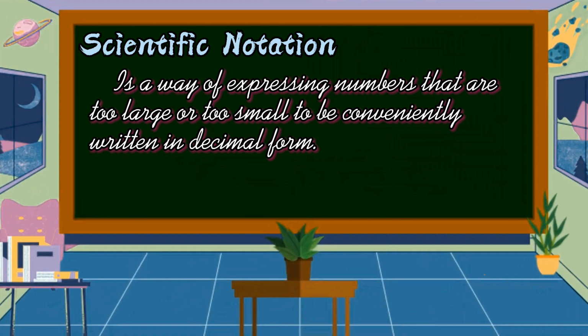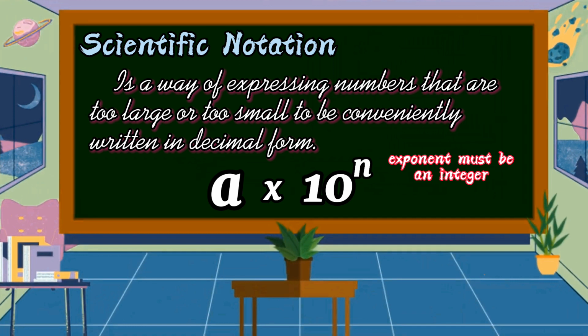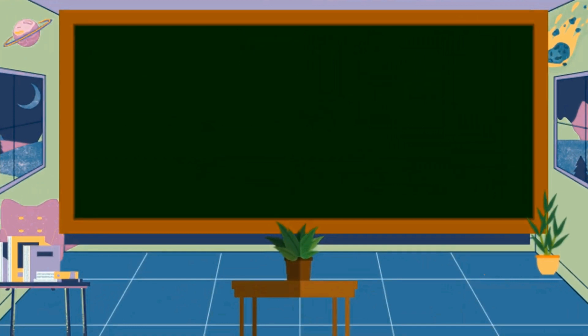Scientific notation is a way of expressing numbers that are too large or too small to be conveniently written in decimal form. Scientific notation is in the form a times 10 to the n power, where a is the coefficient that must be between 1 and 10, and n is the exponent that must be an integer.